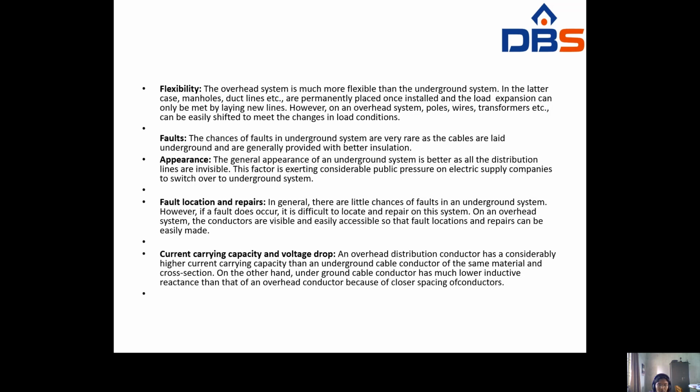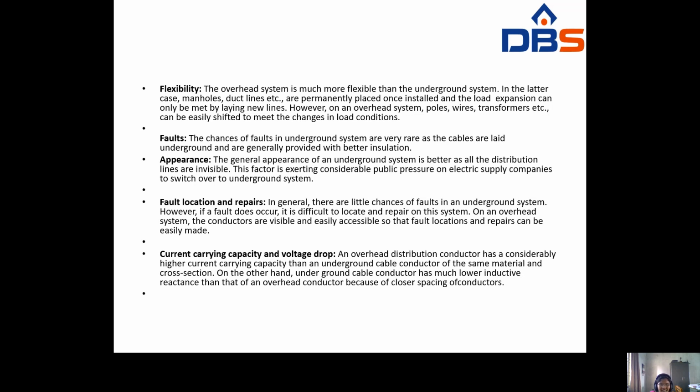On an overhead system, the conductors are visible and easily accessible, so fault location and repairs can be easily made. Overhead means it is visible. That's why the conductors are visible, so it is easy to estimate where the fault has occurred. That means fault location and repairs can be easily made.